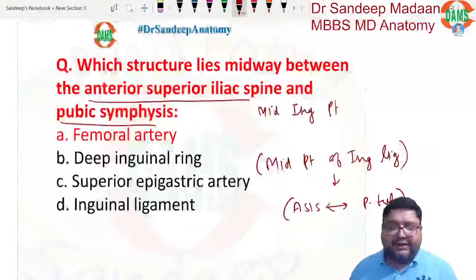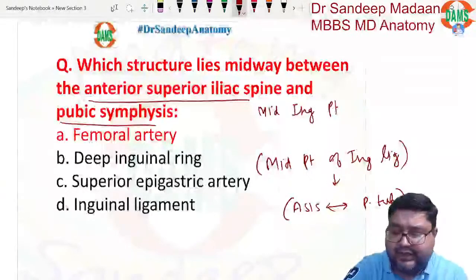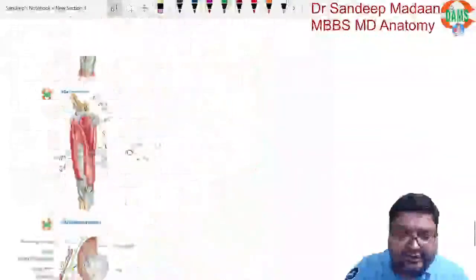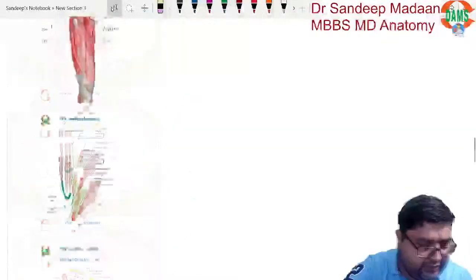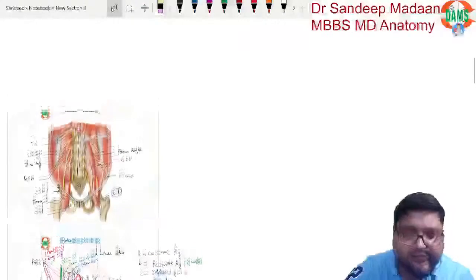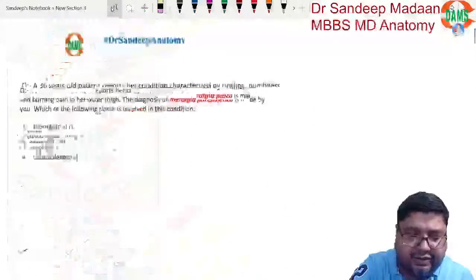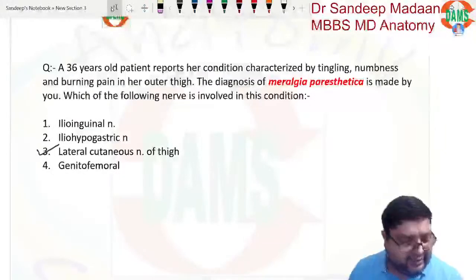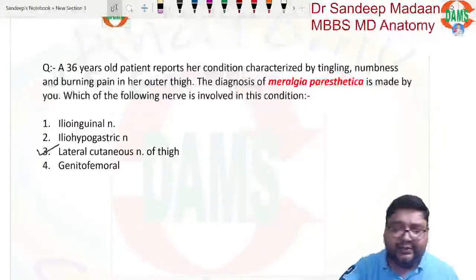Now, dear friends, we have covered this part. Let's have a very quick revision, right? Are you all set for the revision? Let's have a very quick revision. So we started with this question, meralgia. Answer was lateral cutaneous nerve of thigh.